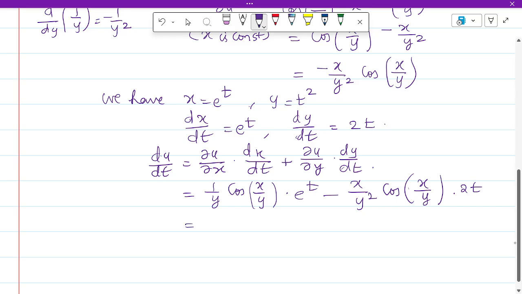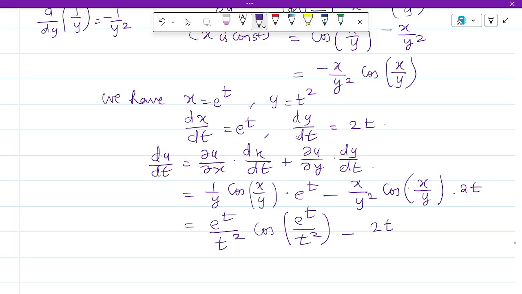So here we can write e power t by y, where y is t square, so substitute that: cos of x by y, where x is e power t by t square, minus x is e power t, and then 2t is there here, so 2t e power t divided by y square, where y is t square, therefore y square is t power 4, cos of x by y, where x is e power t and y is t square.